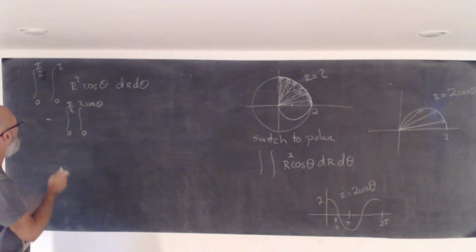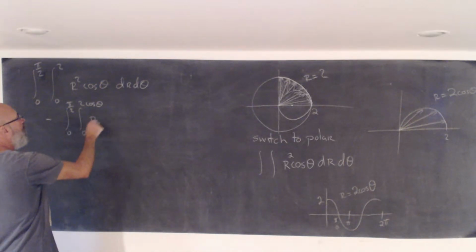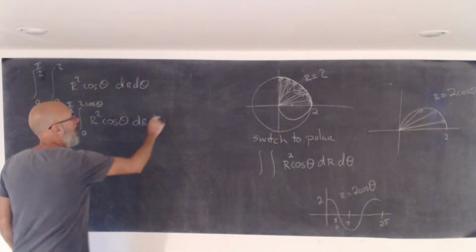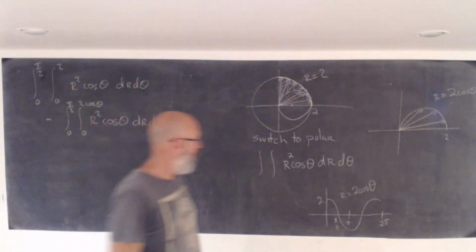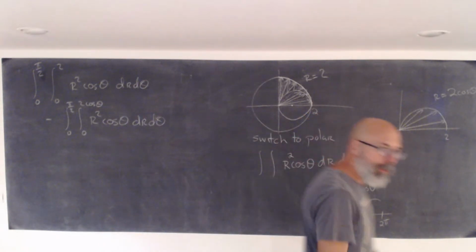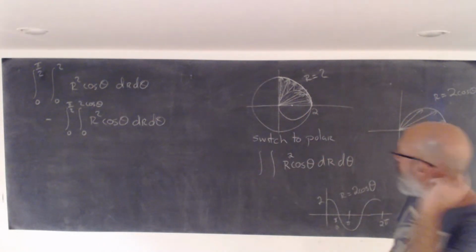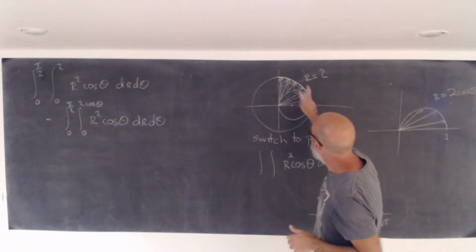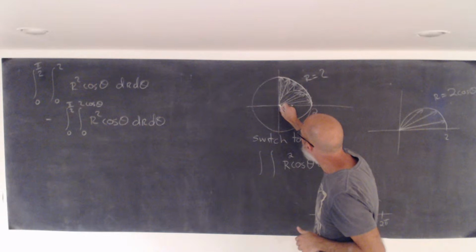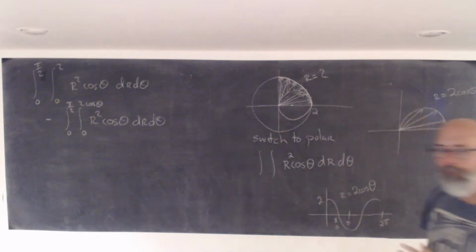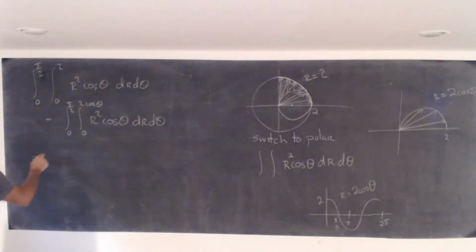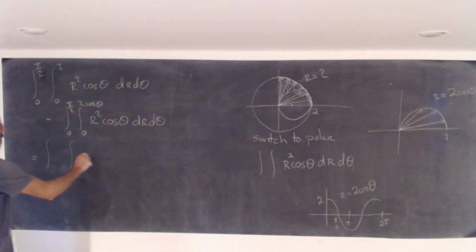Yeah, there was no need to break them up. I'm not sure what I was thinking, but yeah, because this is pi over 2, and this is pi over 2 as well. So everything is pi over 2. In other words, there was no need to break it up.